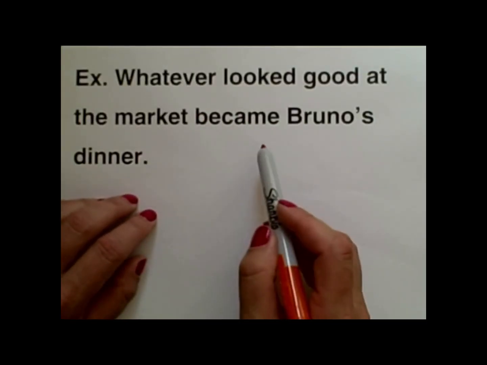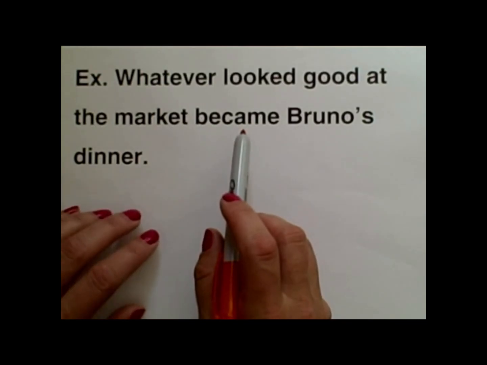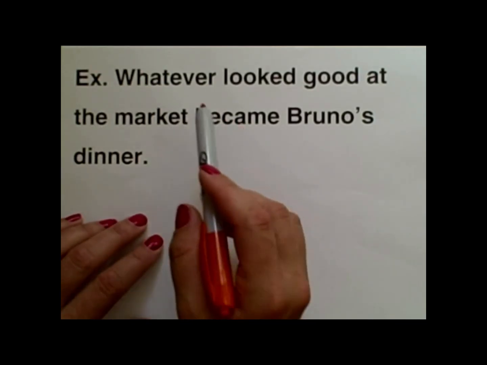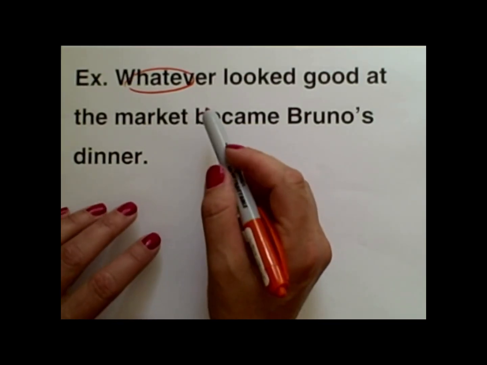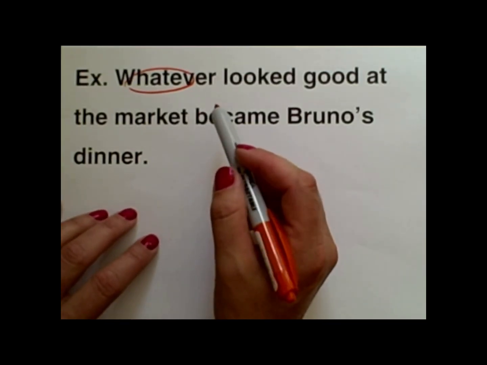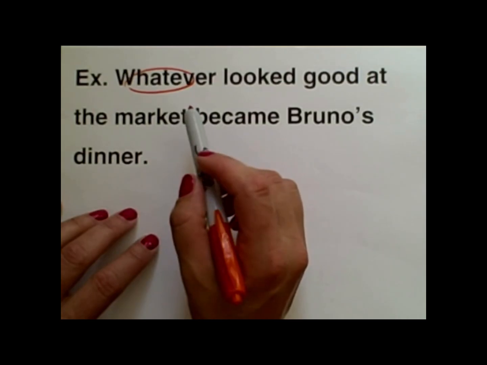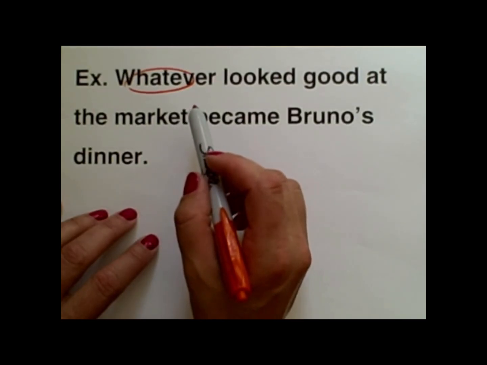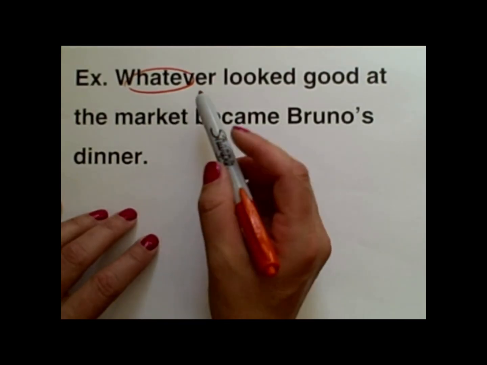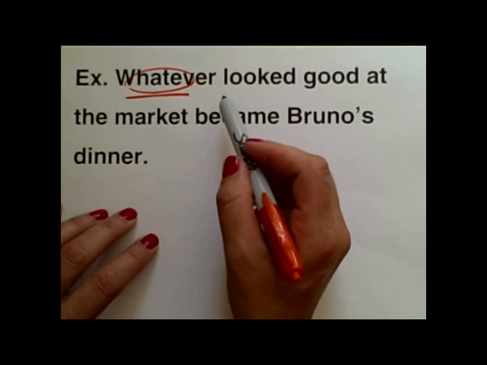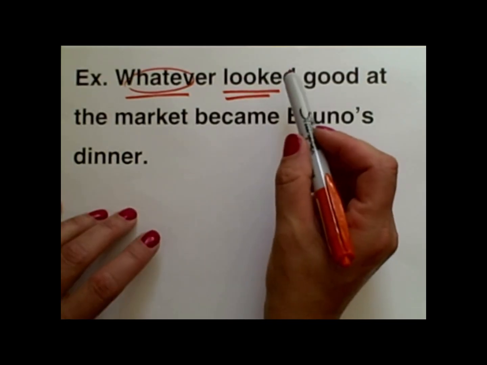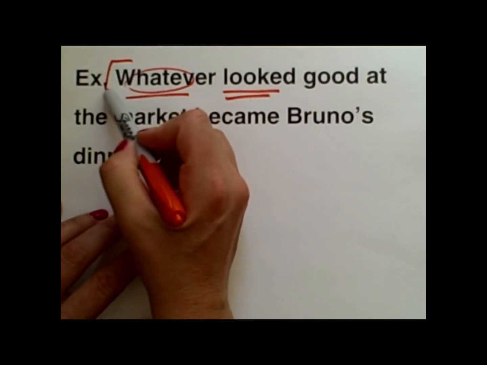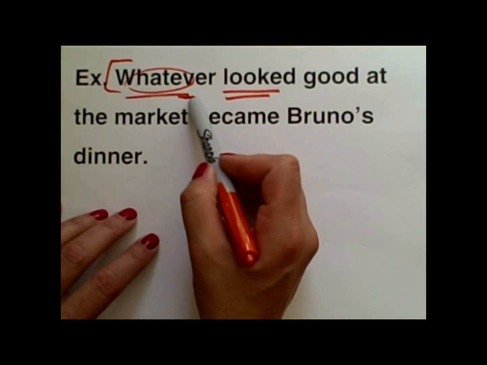Whatever looked good at the market became Bruno's dinner. The trigger word here is whatever. Now use your ears and your common sense to find the whole clauses. In noun clauses, the trigger word will often stand in for the subject. So here we have as our subject whatever, and our verb looked. Our whole clause is whatever looked good at the market.